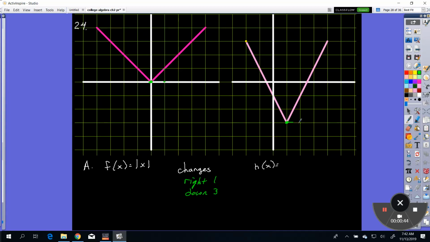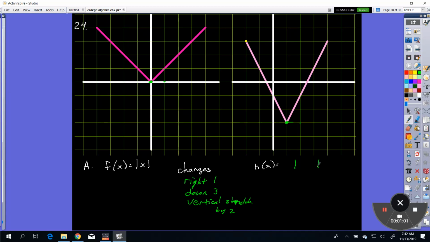Over here, when I went over 1, I went up 1. On the new one, when I go over 1, I go up 2. So that's twice as steep. So it's a vertical stretch by 2.